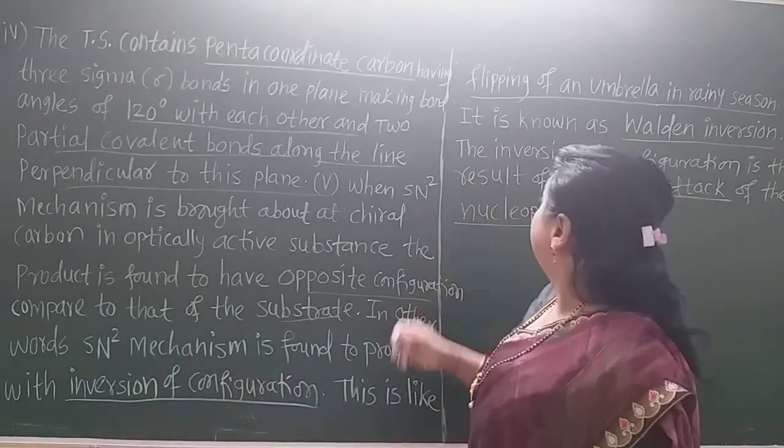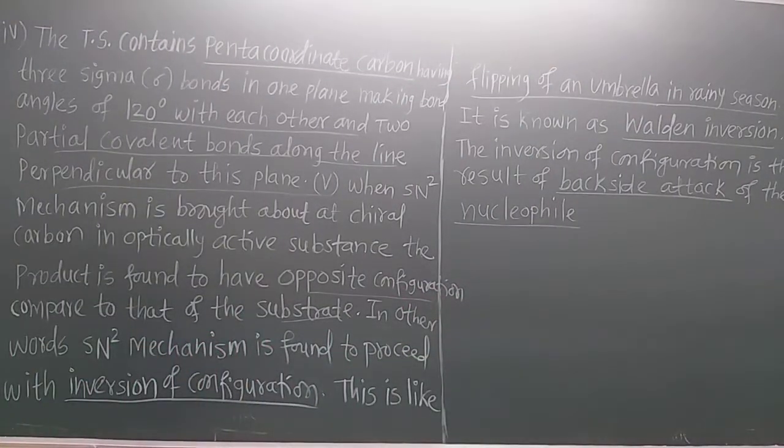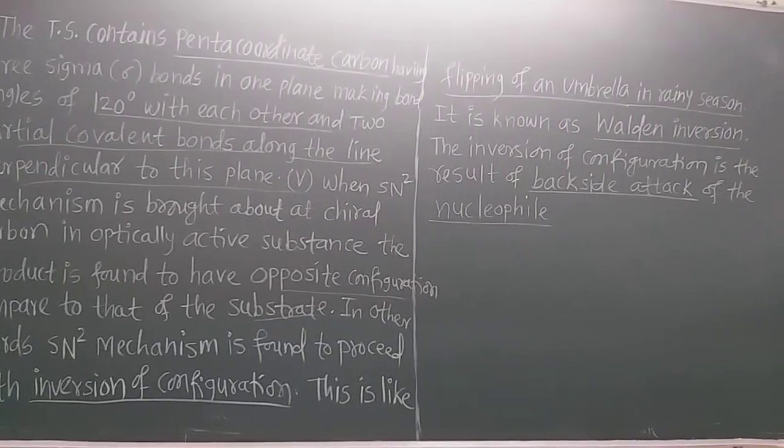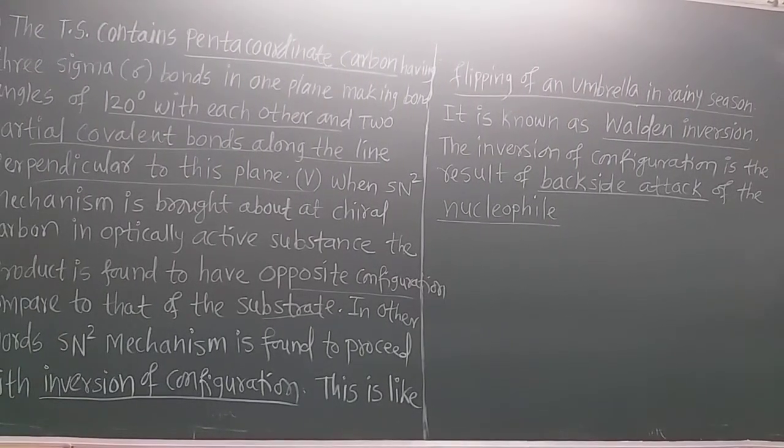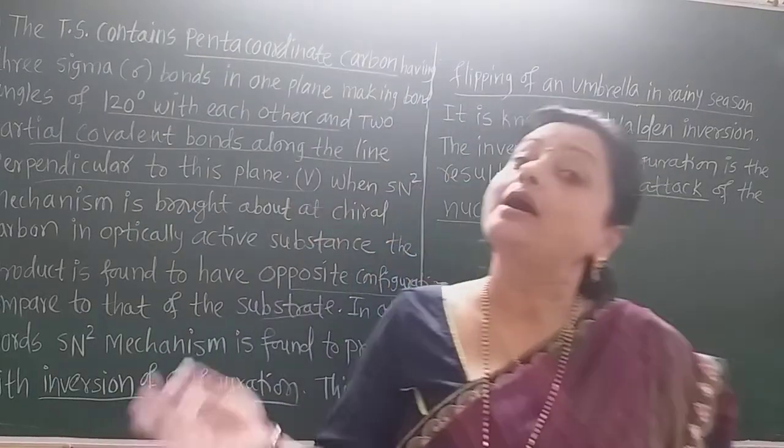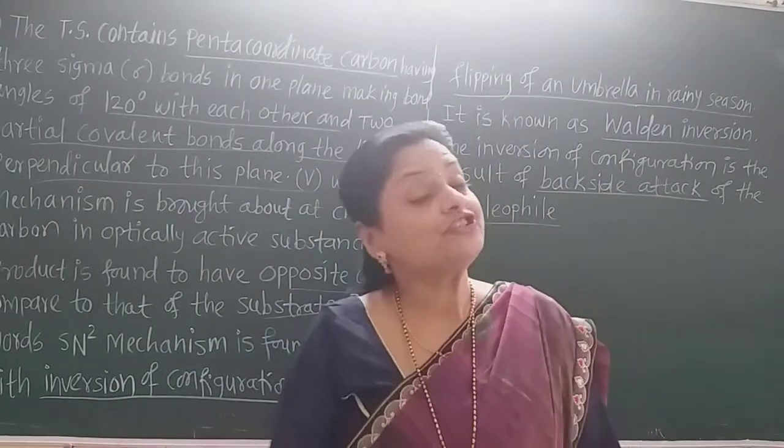This is like the flipping of an umbrella in the rainy season. As I already told you, if there is a fast wind in the rainy season, our umbrella flips in the opposite direction, and inversion of configuration is also like the flipping of an umbrella. It is known as Walden inversion, after the name of the scientist. The inversion of configuration is the result of backside attack. Why is there inversion of configuration? Because the nucleophile attacks from the backside.